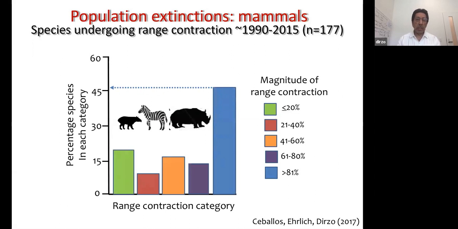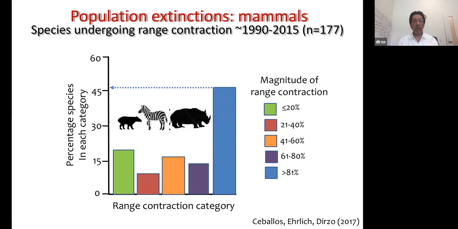What you can see is that, unfortunately, the value that is the highest in this distribution histogram is for those species that have reduced their range by 80% or more. If you look at the height of the blue bar, that bar represents about 47% of the species that we studied in the sample, 47% of them showing a range contraction of 80% or more.